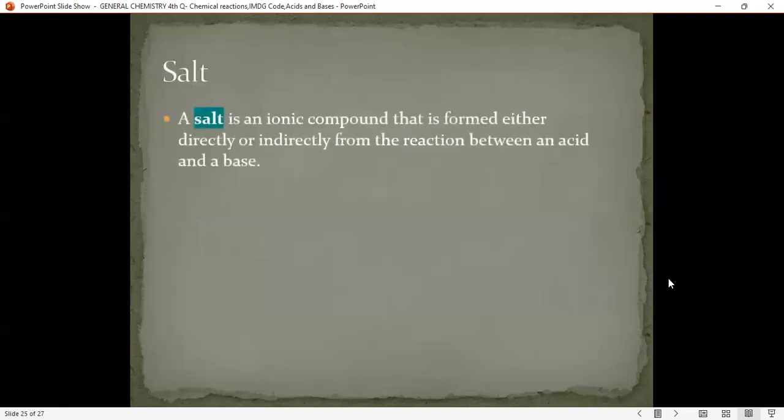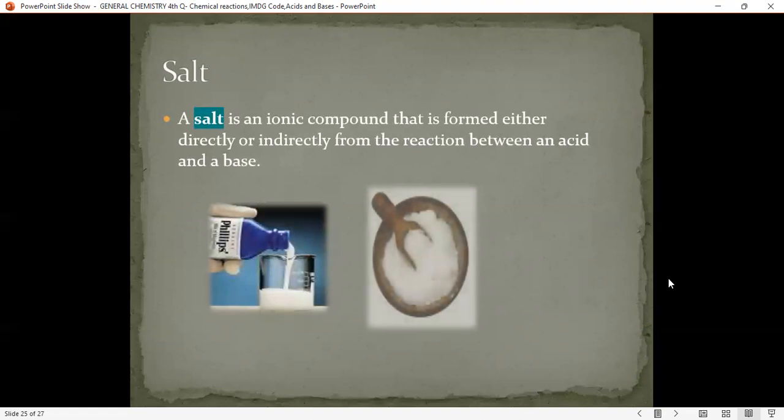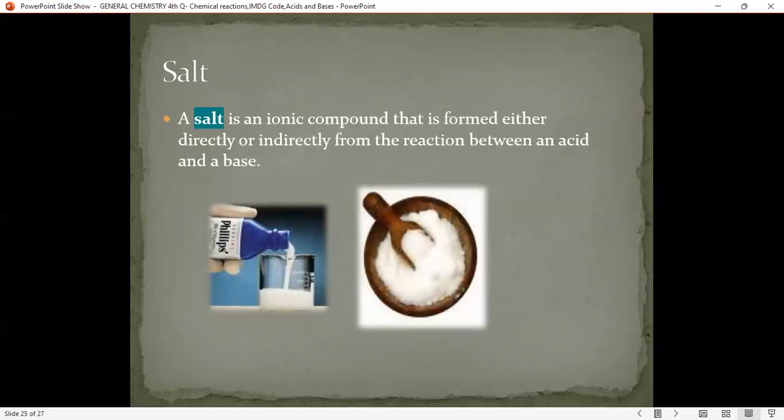All right. So for salts, what are salts? A salt is an ionic compound that is formed either directly or indirectly from the reaction between an acid and a base. Okay?